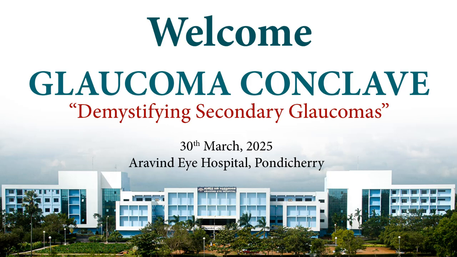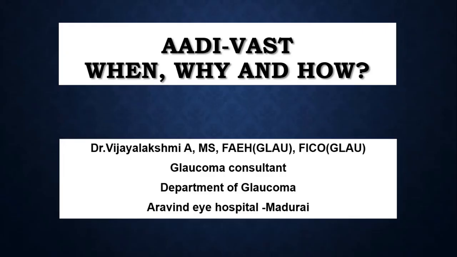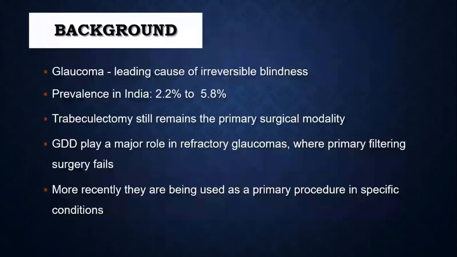Good afternoon, everyone. I'll be discussing when, why, and how a perfect RD surgery should be done. A brief background: glaucoma is one of the leading causes of irreversible blindness, with the prevalence in India being 2.2 to 5.8%. And of course, TRAP still remains the primary surgery of choice.